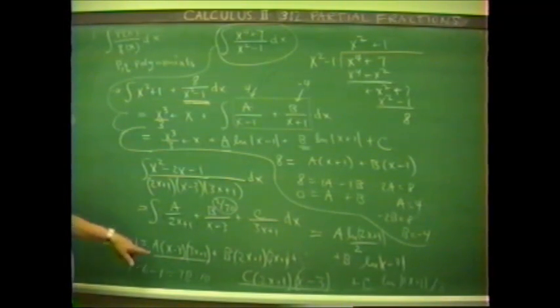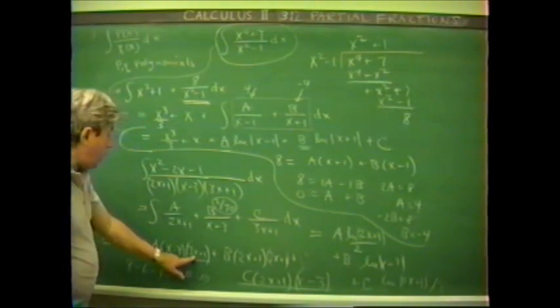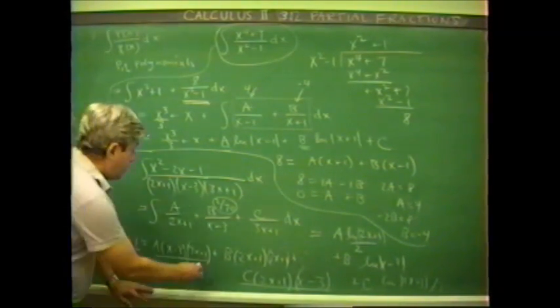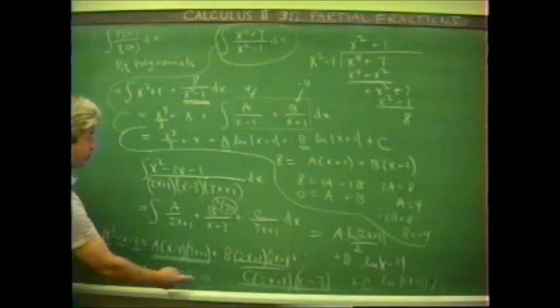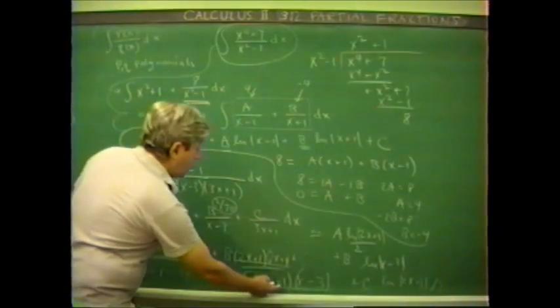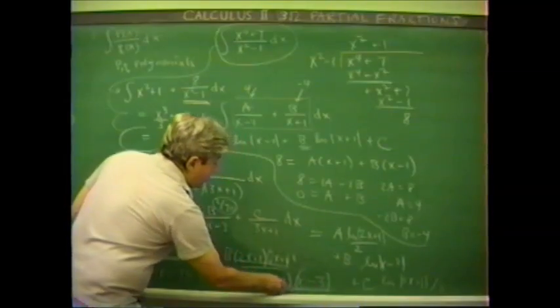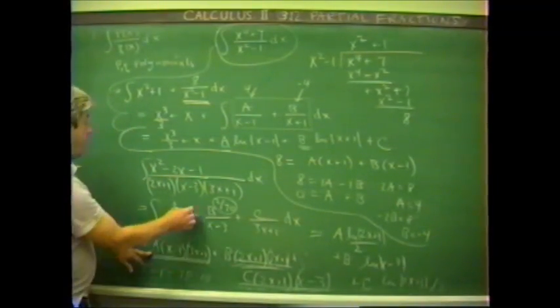If we let x equal a third, minus a third, this will drop out, and this will drop out, and you have an equation that will give you the c term. If you let x equal minus a half, this right here will drop out, and this right here will drop out, and you have an equation that will give you the h term.